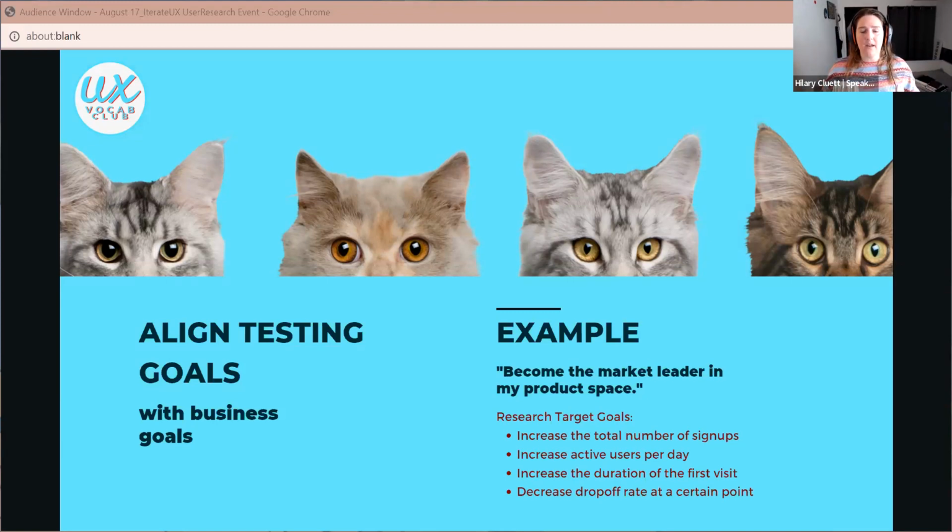So for example, if my business goal is to become the market leader in my product space, you're going to start to think about what research target goals would help that, or what you would actually be able to test to support that business goal, right? Because if you're having conversations with executives and you're talking about some color of a button or some random aspect that has nothing to do with their business goals, you will never be invited for that meeting again. There's not a chance. So if you're aligning everything you do from the very beginning with business goals, you'll always be invited to the table.